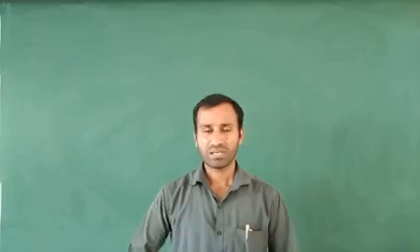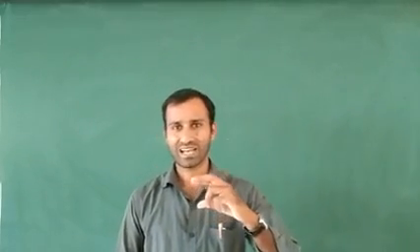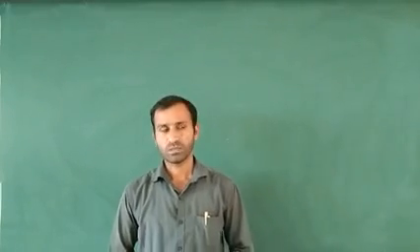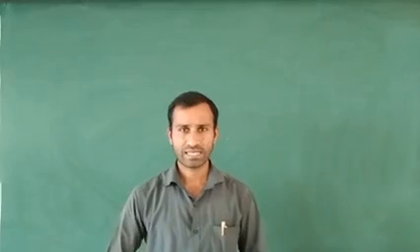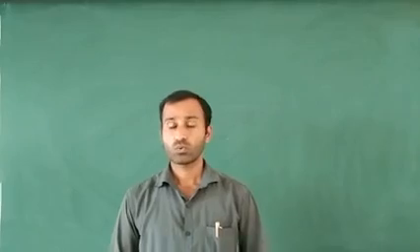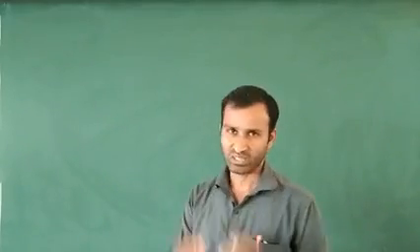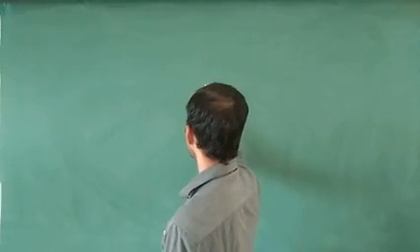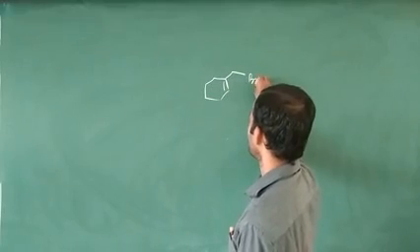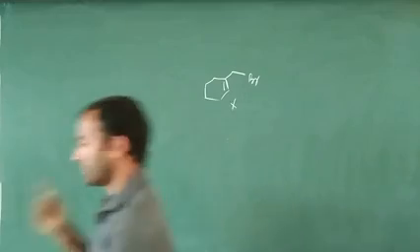Geminal dihalides means two halogen atoms directly attached to a single carbon atom. That is called geminal dihalides. I told you two examples last class. One example is right, another is wrong, so make the correction. In this case there are not two halogen atoms, that is why it is wrong. You have to make it correction.